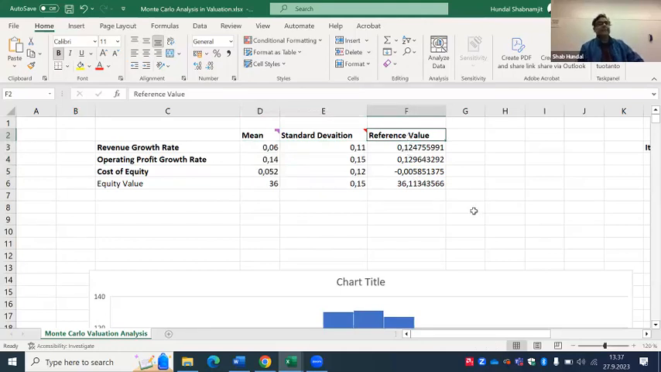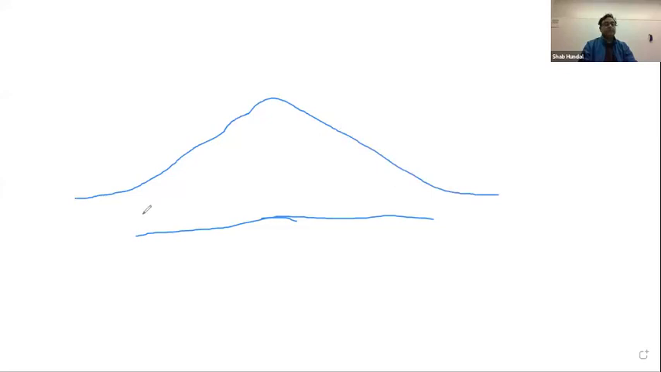Now, if you are fine with this metric, then we move on to the next column. Always call this the reference value. Here, the reference value is that we want to check the normal distribution value. I hope you understand that in finance and statistics, we have a normal distribution curve, which is a bell-shaped curve.